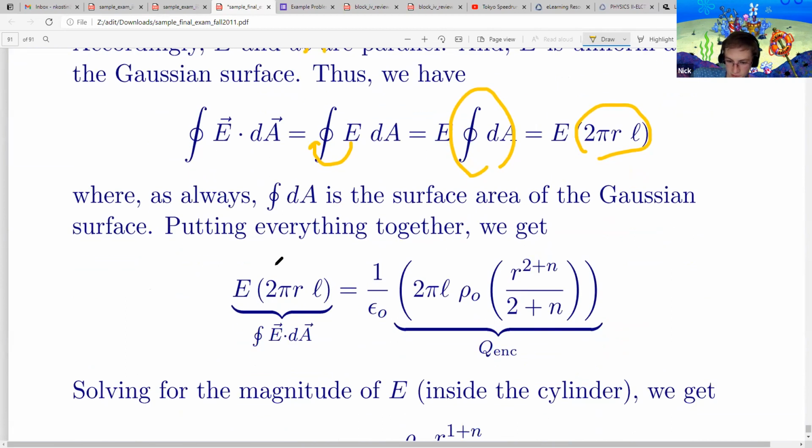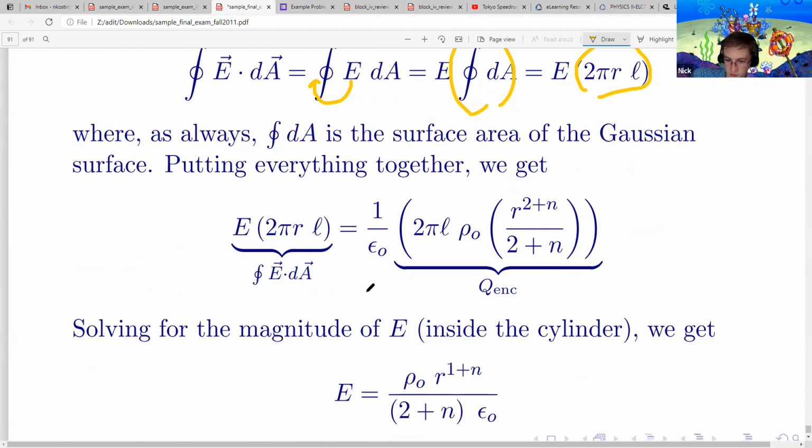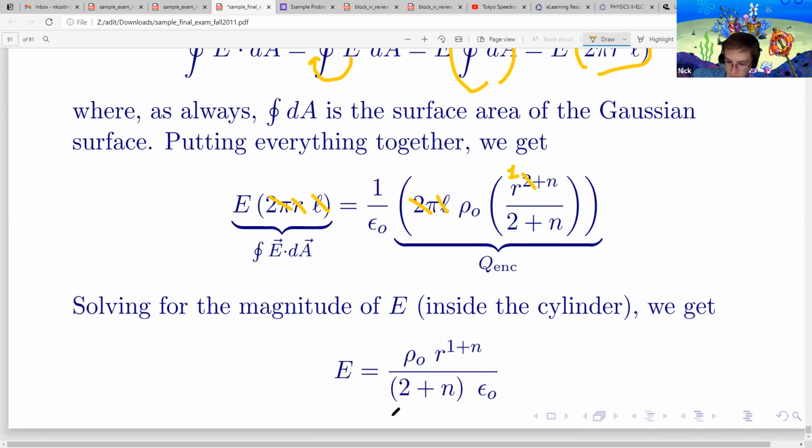So now I have everything put together from Gauss's law. I have the left-hand side and I have the right-hand side. So now I just need to solve for the magnitude of the electric field, which means divide by L. So those cancel, which is good because I wasn't given L. The 2 pi's are going to cancel. And this r is going to cancel with one of those there. That's just going to become a 1. So I'm left with E equal to rho r to the 1 plus n over 2n epsilon naught.